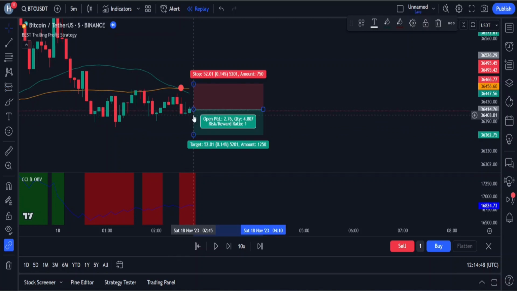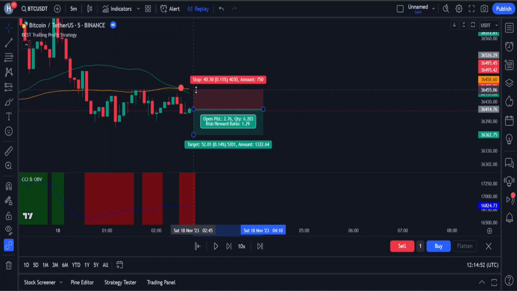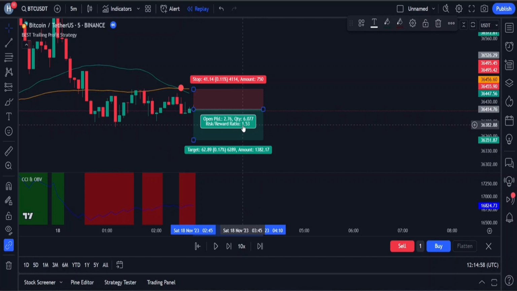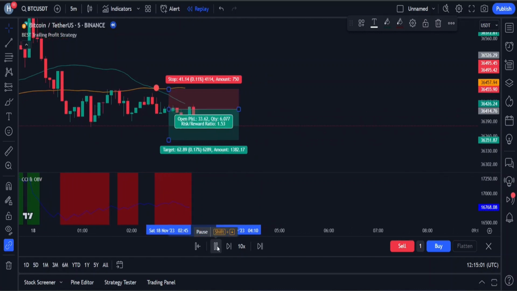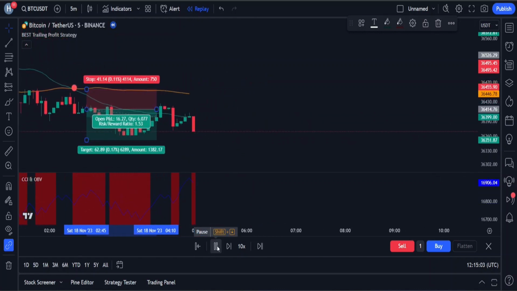So I will open a sell position here. The stop loss will be placed at the orange line of this indicator, and our take profit target will be set at the same risk to reward ratio of 1.5. Now let's see if the market has hit our target or not.